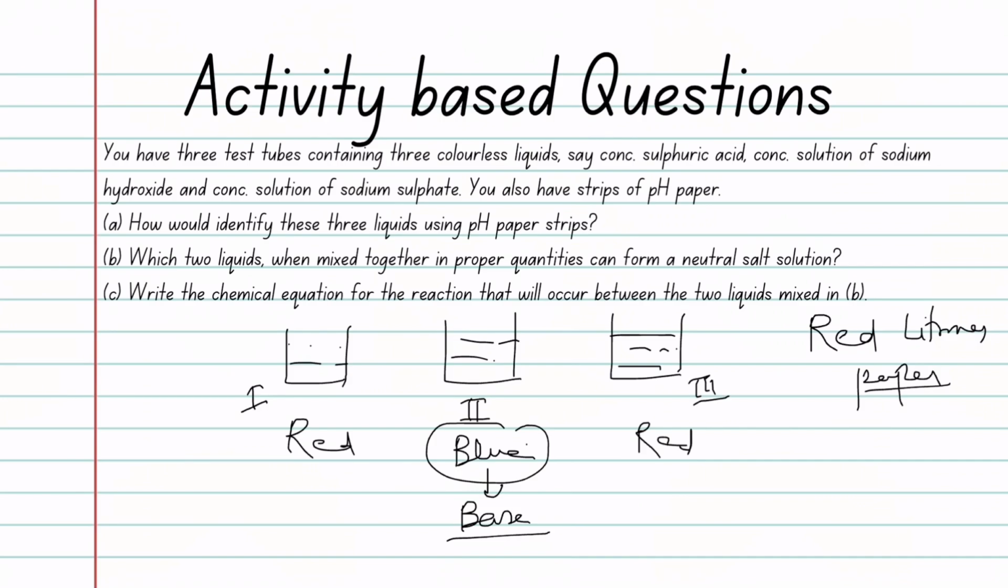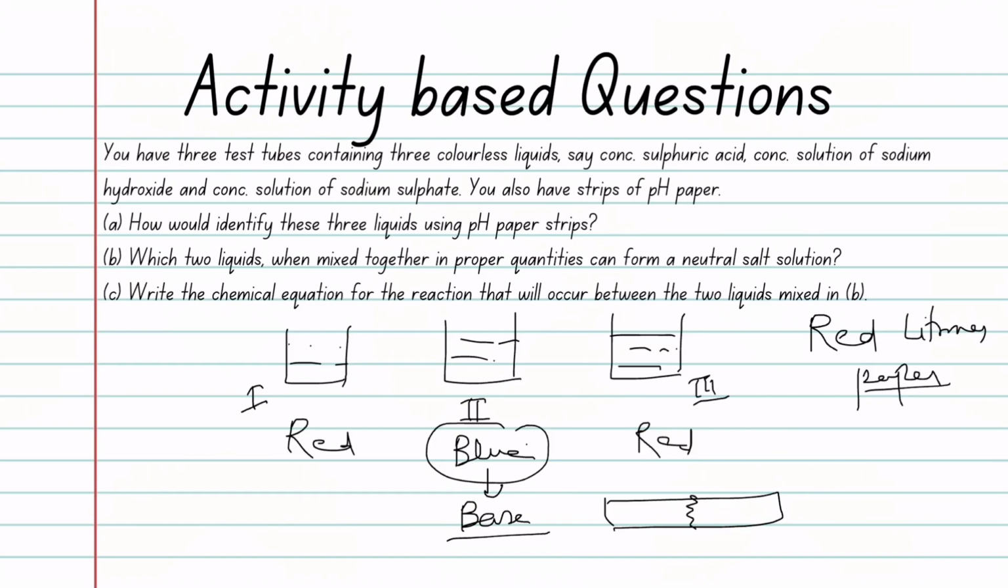So what we'll do now? Now the blue litmus paper that we got after putting red litmus paper in basic solution, that blue litmus paper we will tear into two halves. Okay, and we'll put each half in these solutions. So if the half part of the blue litmus paper turned red, then that is your acidic solution. And if it remains blue, then that would be your neutral solution, right?